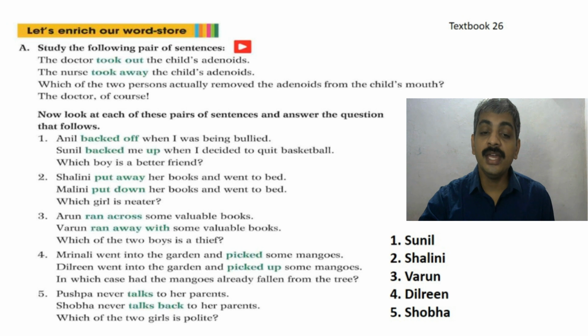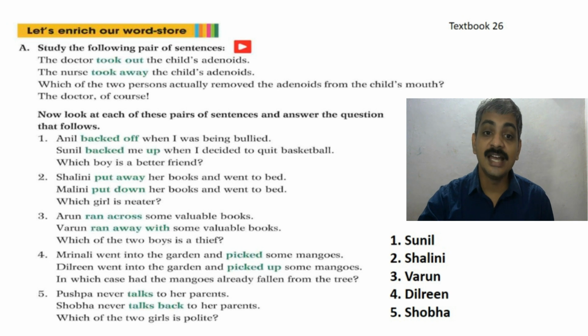Put something away: to put something in the place where it is kept because you have finished using it. That is the correct way of keeping things. Then, put something down: to stop holding something and place it somewhere. Now I hope you understood.